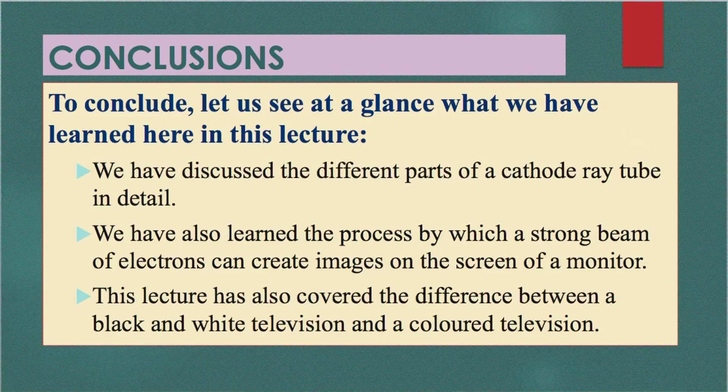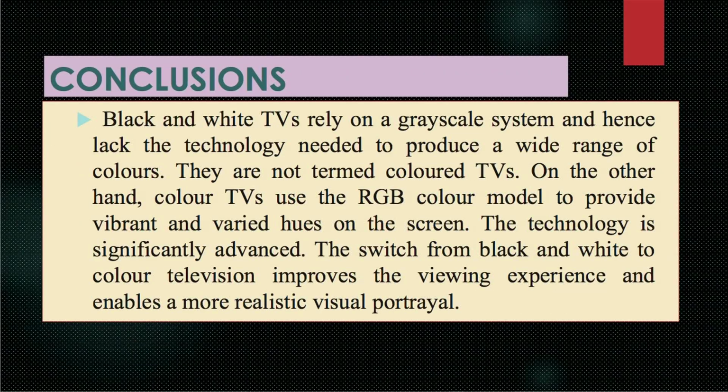To conclude, let us see at a glance what we have learned in this lecture. We have discussed the different parts of a cathode ray tube in detail. We have also learned the process by which a strong beam of electrons can create an image on the screen of the monitor. This lecture has also covered the difference between a black and white television and a color television. Black and white TVs rely on a grayscale system and hence lack the technology needed to produce a wide range of colors. They are not termed color TVs.